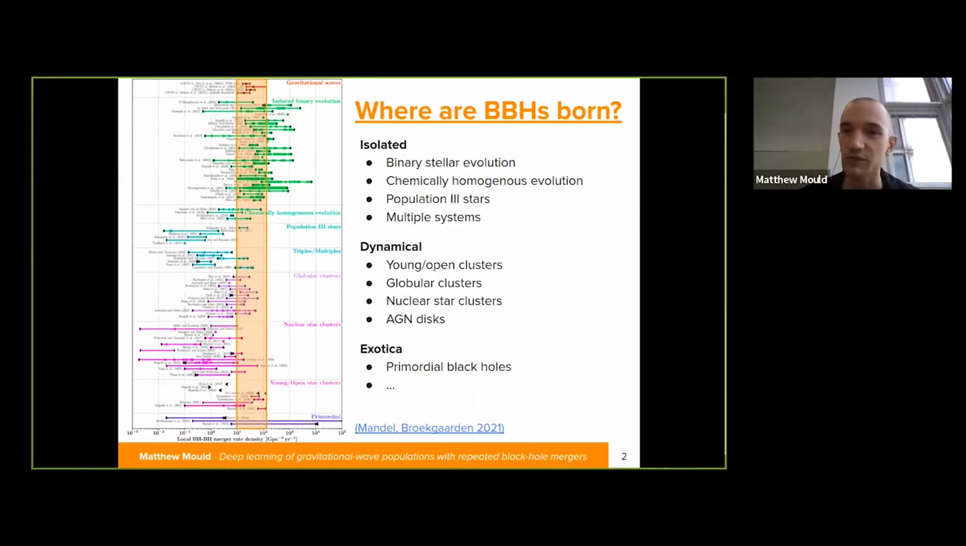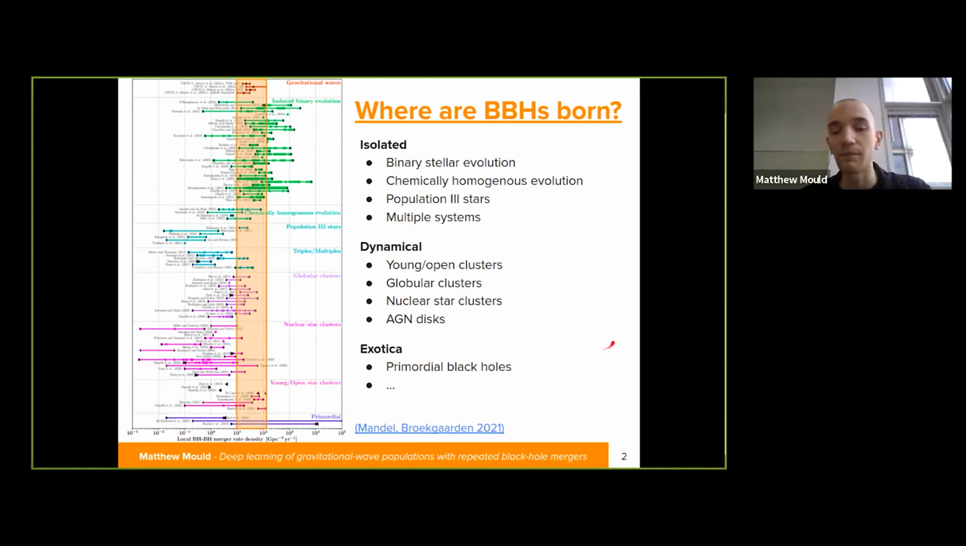So the question we want to answer ultimately is, where are the merging stellar mass binary black holes detected by LIGO Virgo born? Where do they come from? And there's been lots of proposed channels, so traditional isolated binary stellar evolution, more exotic channels such as primordial black holes, and also dynamical environments, so mergers of black holes in things like stellar clusters or the disks of active galactic nuclei. And if you look at the predictions of all of these different models, what you find is that within some uncertainties, pretty much all of them are consistent with the rate observed by LIGO Virgo.